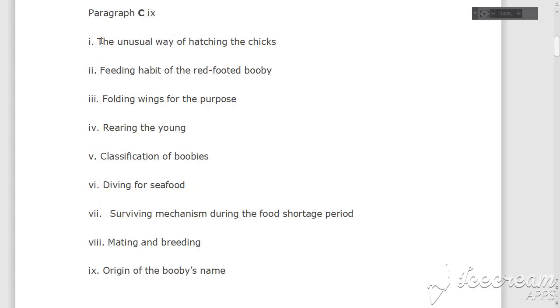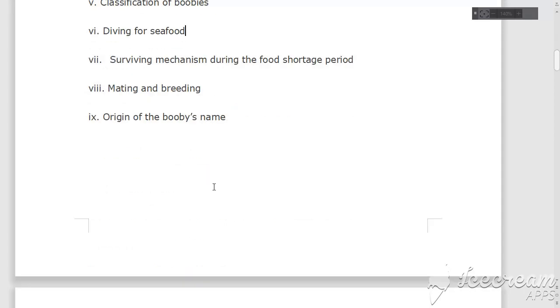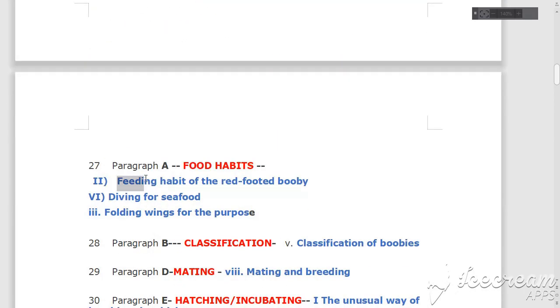Food habits, there is no mention of food habits. So is a food habit, so it can be an answer for our question. And diving for seafood, so here is food again, seafood, so it can also be our answer. So I write option 2 and option 6. There is no confirmed answer, so we leave it as of now, because the first step is to choose the obvious one.